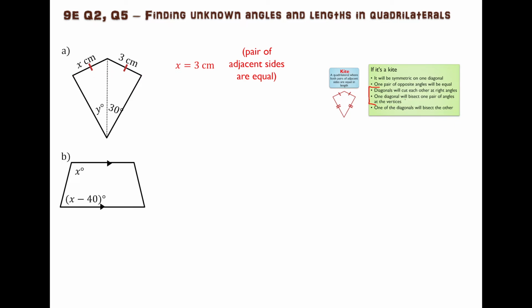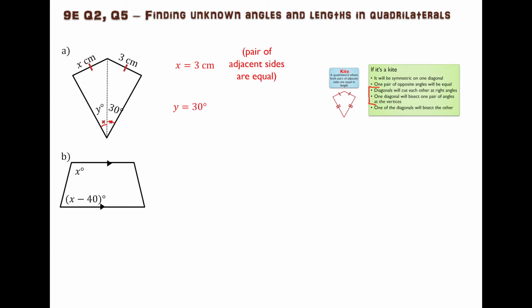One diagonal will bisect one pair of angles. So this diagonal bisects, which means cuts in half, this angle at the top. So this angle is the same as this angle. And it also bisects, cuts in half, the one at the bottom. This angle is the same as this angle. So these two angles are the same. If these two angles are the same, then what is y?